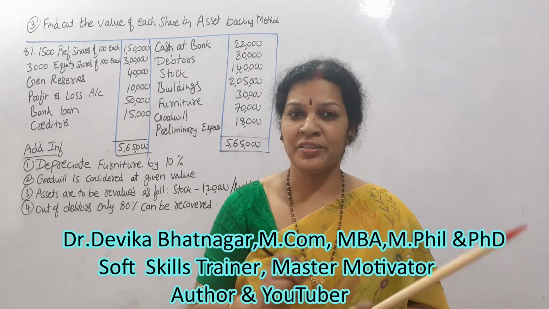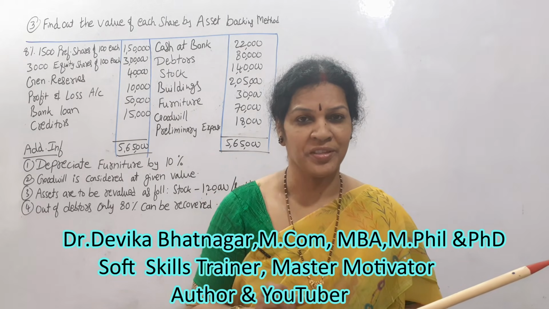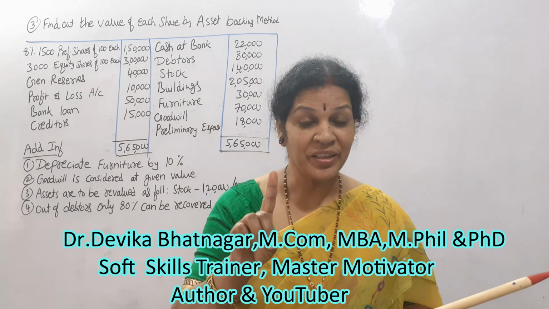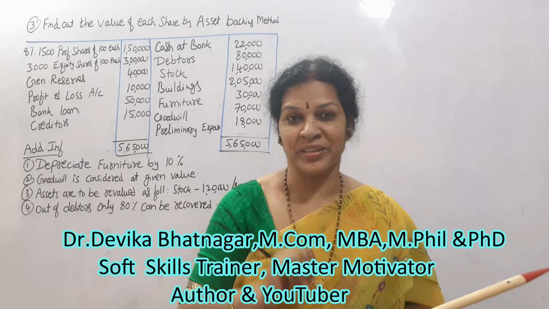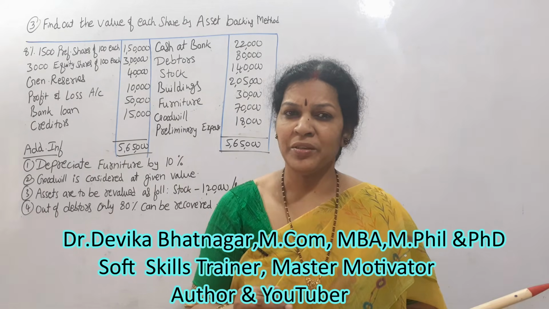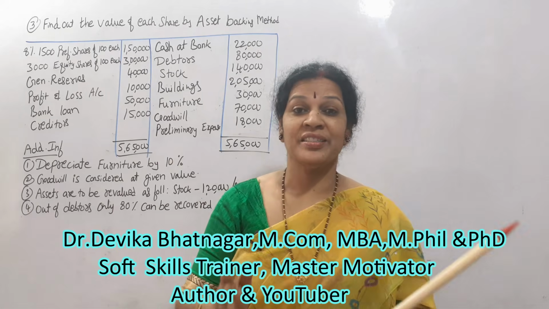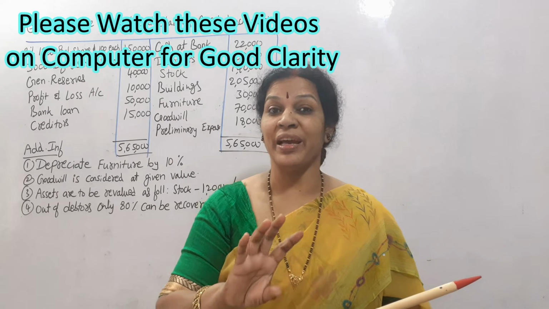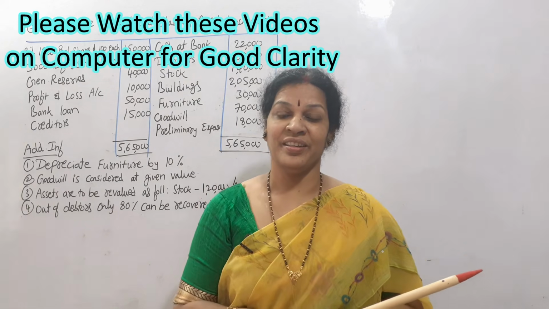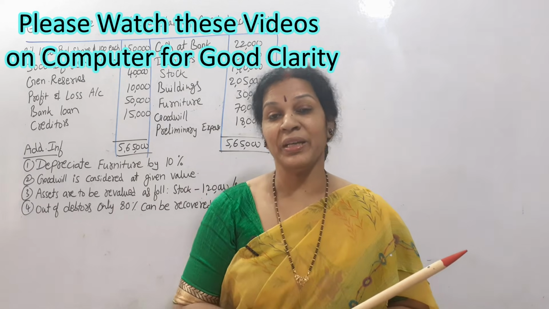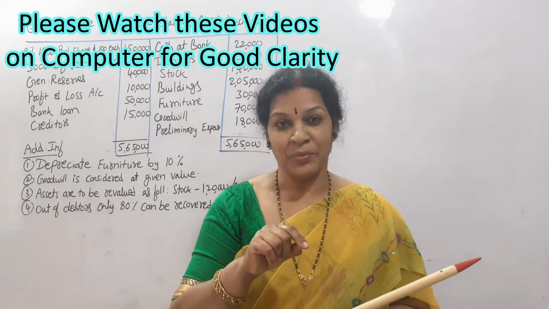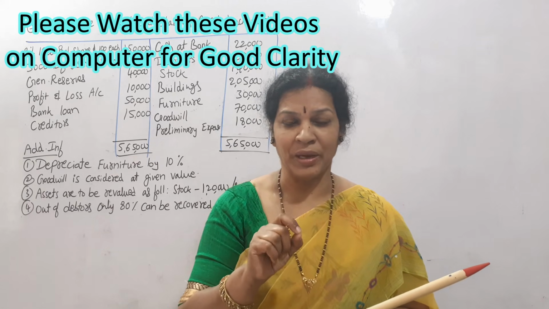So we are discussing valuation of shares. There are three methods. We are in the first method, the net assets value method. In this method we have already seen two problems. The first problem was very simple, and in the second problem we calculated goodwill. After calculating goodwill, we calculated the value per share.